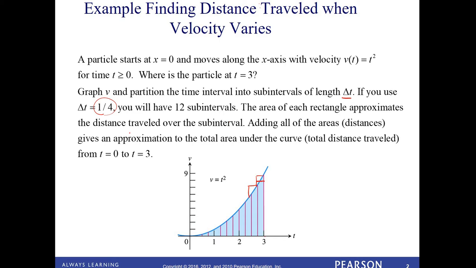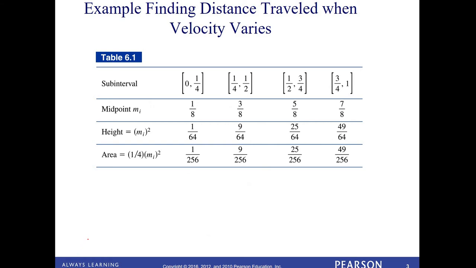The area of each rectangle approximates the distance traveled over the subinterval. Adding all of the areas gives an approximation to the total area, or the total distance traveled from 0 to 3. So let's take a look at how we're going to do this. Our subinterval is 1/4. That is our delta t, and it's the length of the base of each rectangle. The height of each rectangle comes from our function at the midpoint, using the midpoint squared.